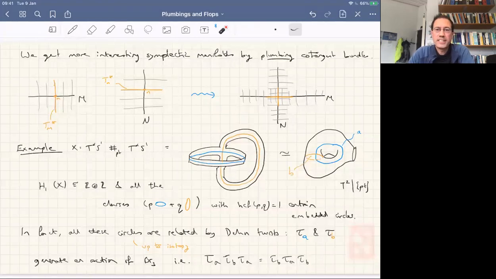And by twisting along these A and B curves, I can realize all of the homology classes represented by simple closed curves in the punctured torus as built out of an action, in fact, of the braid group on 3 strings, which reflects this relation in Dehn twists. All of the interesting circles are braid group images of my favorite one, for instance, this circle A. Okay, so this is, again, a low-dimensional example.